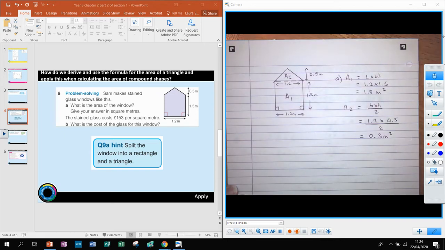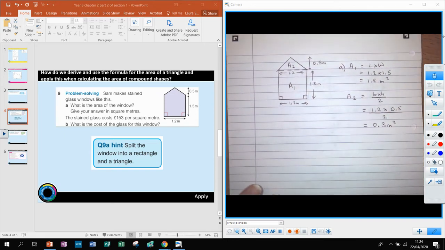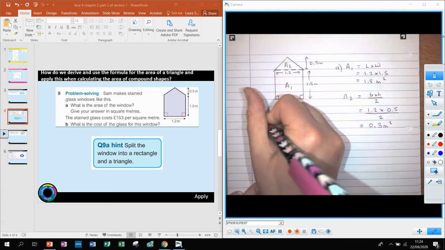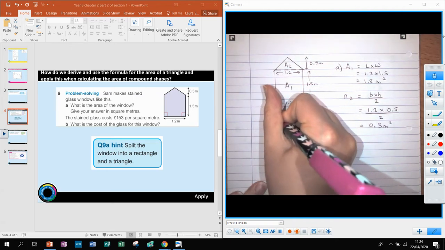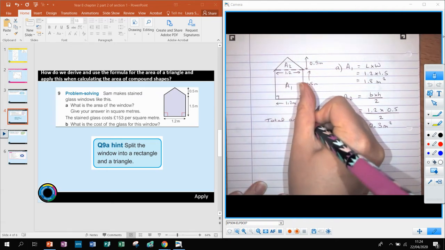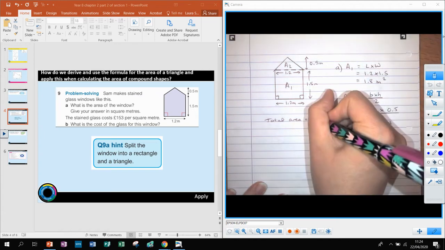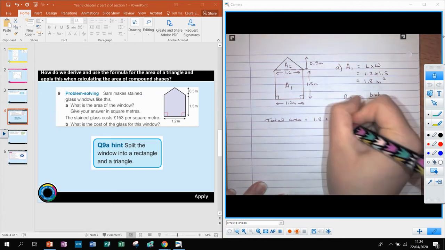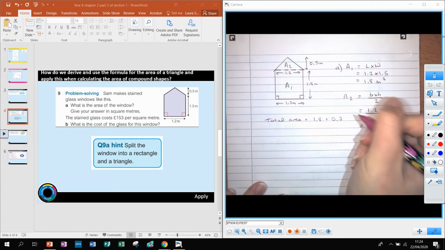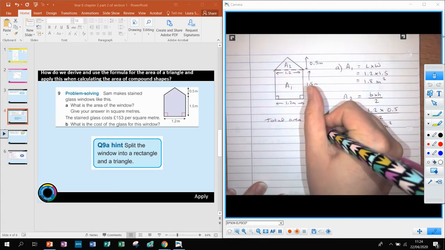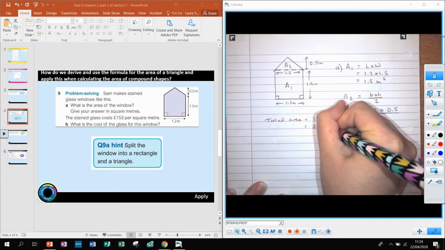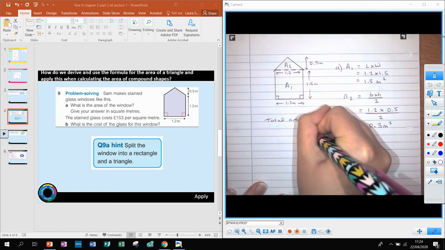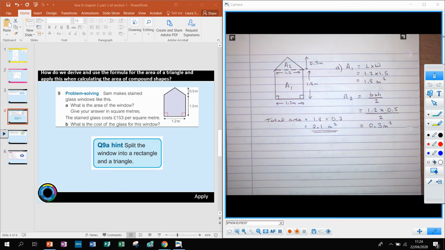To finish part A, we need to find the total area. So total area will be equal to the sum of these. So that's 1.8 plus 0.3, which gives us a final answer of 2.1 meters squared for our total area. We're not finished the question though.